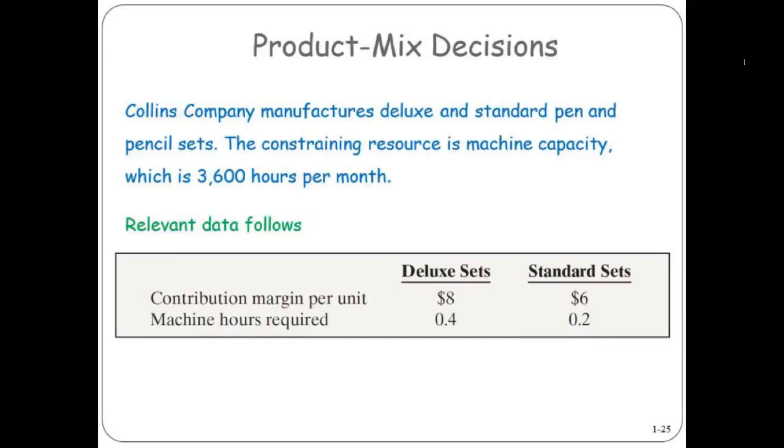An example, Collins sells deluxe and regular pens and pencils. They use the same machine, so you're constrained by capacity, machine capacity, and your machine capacity is 3,600 hours per month.